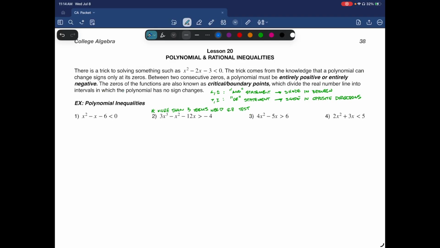All right, guys, now we're in lesson 20. We're going to talk about polynomial and rational inequalities. There is a trick to solving something such as this.